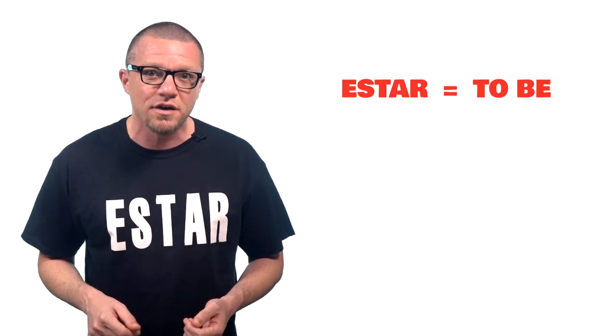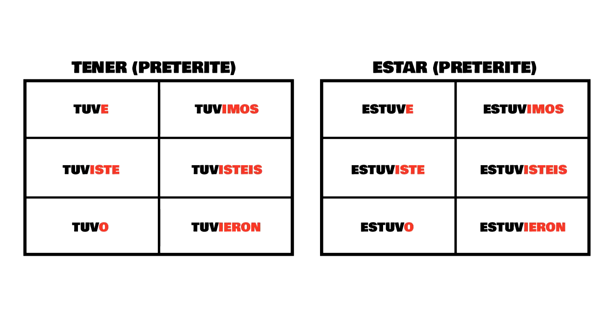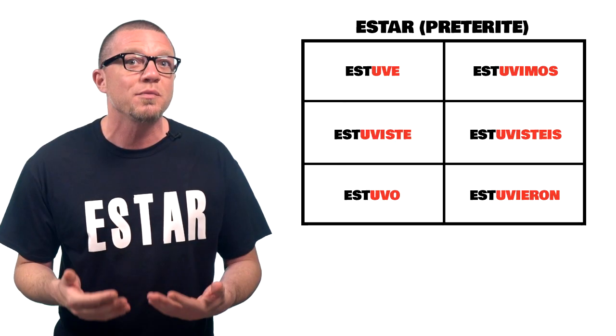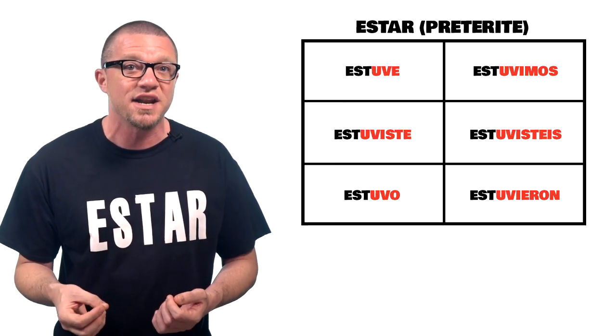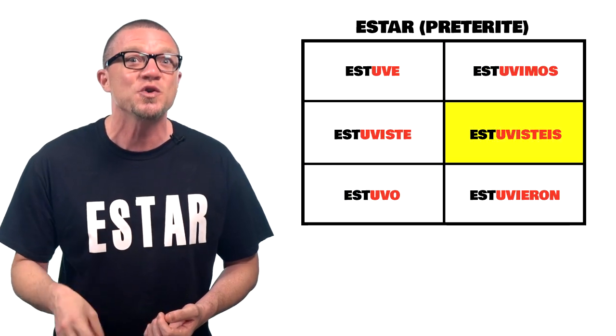Estar is by far the easiest of our enemigos to conquer. In the preterite, estar has the same endings as tener in the preterite. Yes, an irregular AR verb taking in irregular ER verbs endings. What can I say? It's nice because if you know how to conjugate tener in the preterite, you know how to conjugate estar in the preterite. Remove the ER ending from every box, then replace it with the preterite endings for tener. Uve, uviste, uvo, uvimos, uvistes, uvieron.